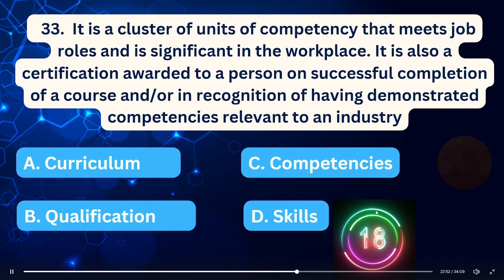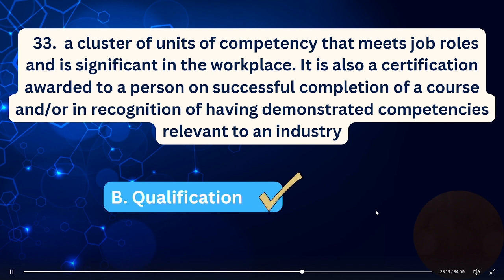It is a cluster of units of competency that meets job roles and is significant in the workplace. It is also a certification awarded to a person on successful completion of a course and or in recognition of having demonstrated competencies relevant to an industry. A. Curriculum. B. Qualification. C. Competencies. D. Skills. The answer is letter B, qualification.